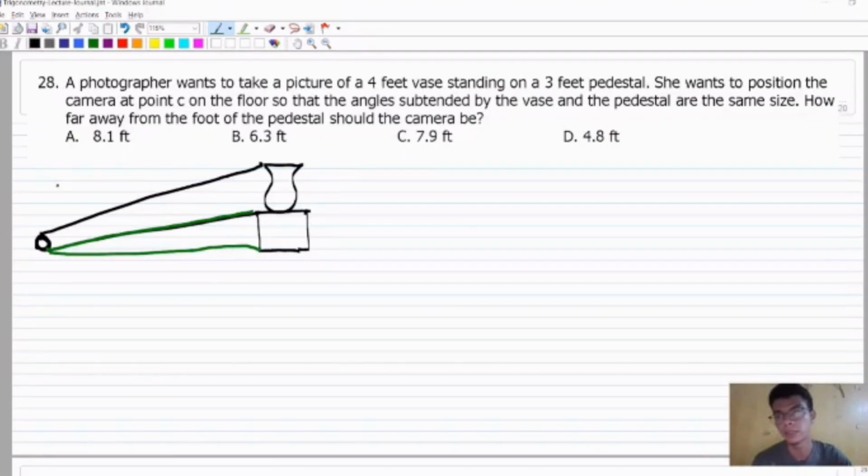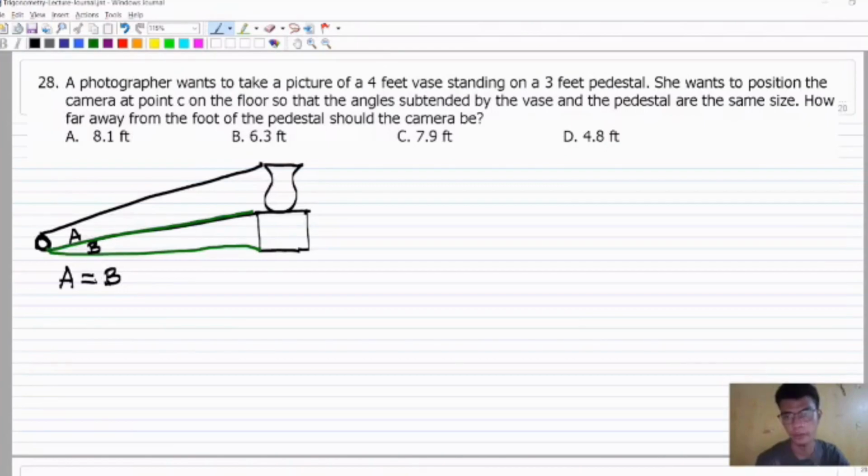Sabi sa problem, kung syempre, magkaibang object yan, sabihin natin this is angle A, ito naman ay angle B. Pero sabi sa problem, the angles subtended by the base and the pedestal are of the same size. Ibig sabihin, A must be equal to B. So, gamitin natin mamaya yung relation na A is equal to B kapag nag-move on na tayo sa ating solution.